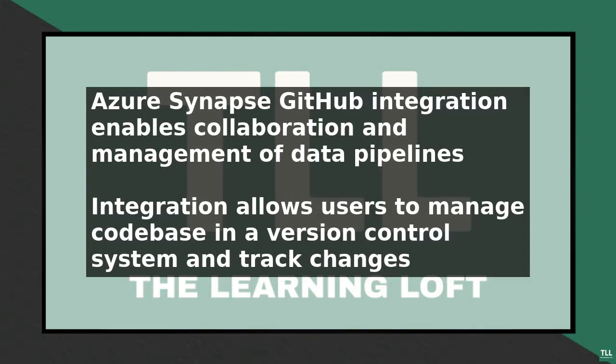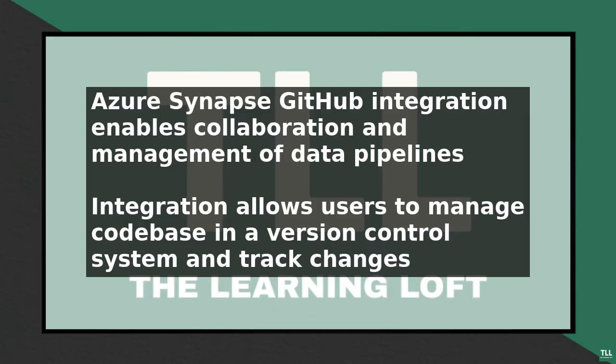Azure Synapse GitHub integration is a powerful tool that enables data professionals to collaborate and manage their data pipelines more effectively. This integration allows users to manage their Azure Synapse Analytics codebase in a version control system, track changes, and collaborate with others in real time.